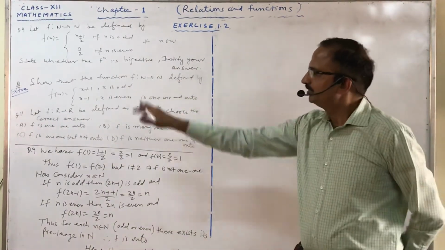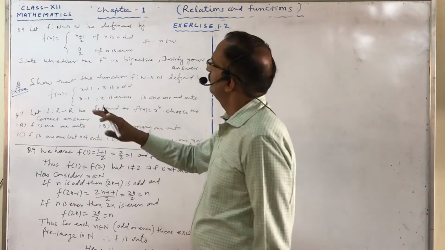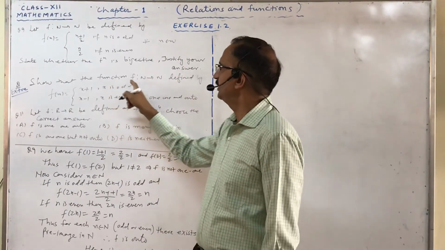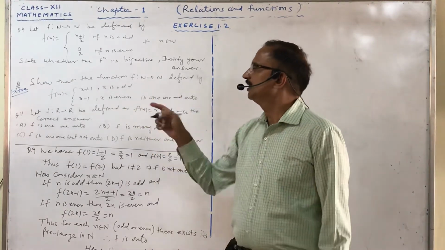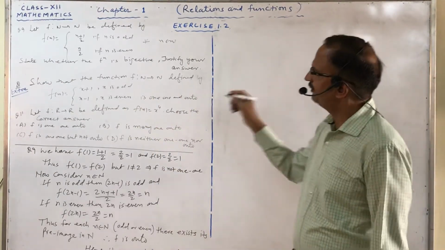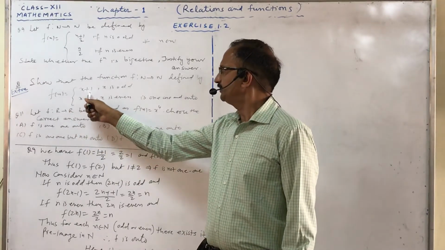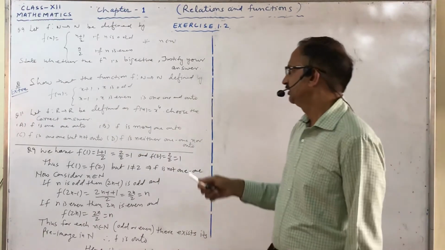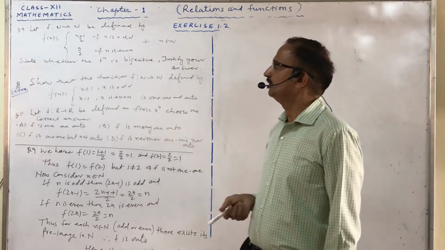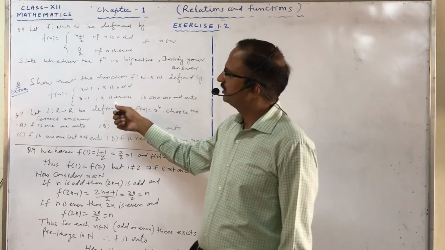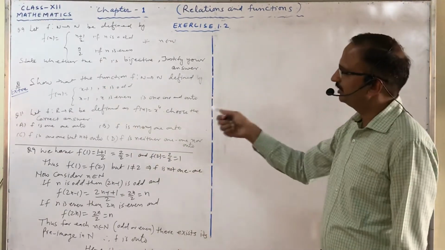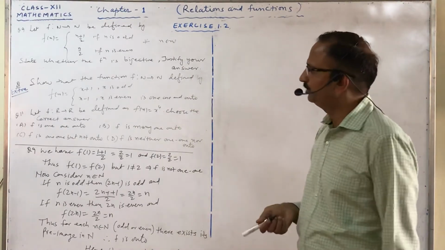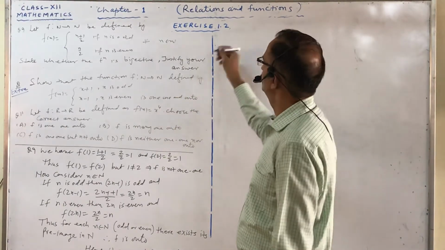Now, come to this question. This is not given in the exercise, but it is a very important question. Show that the function f from N to N, means from natural number to natural number, defined by f(x) equals x plus 1 when x is odd, x minus 1 when x is even, is 1-1 and onto. This question is similar to question number 9. That's why I am taking this question along with question number 9 of exercise 1.2. Now look at the solution of this question.